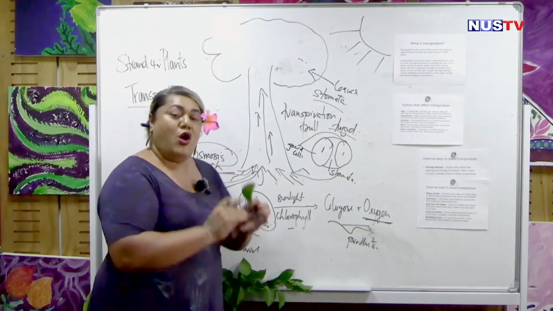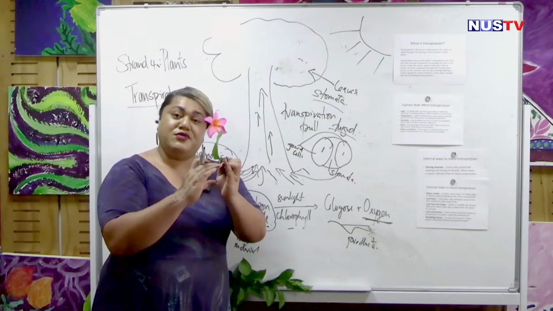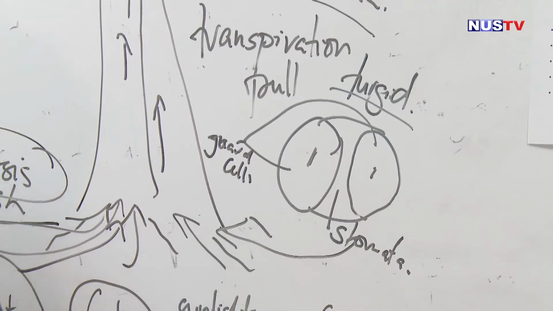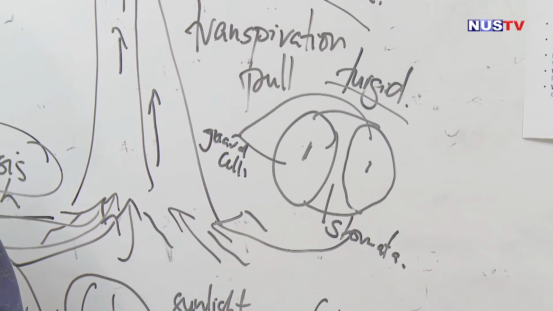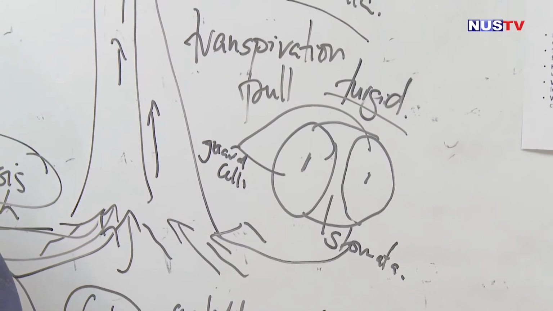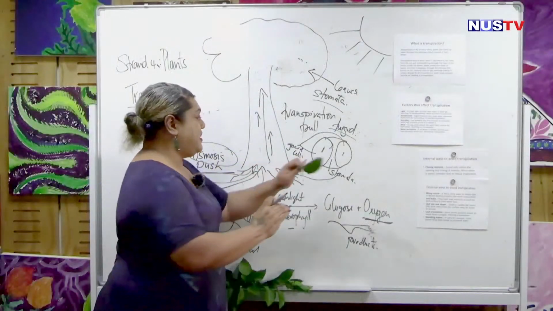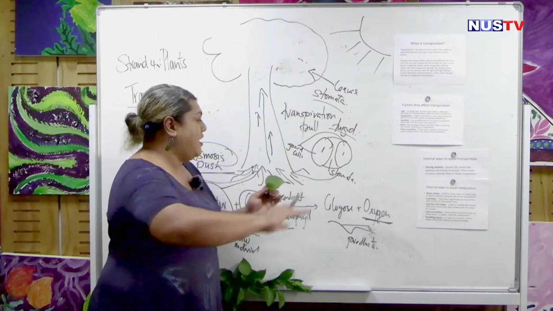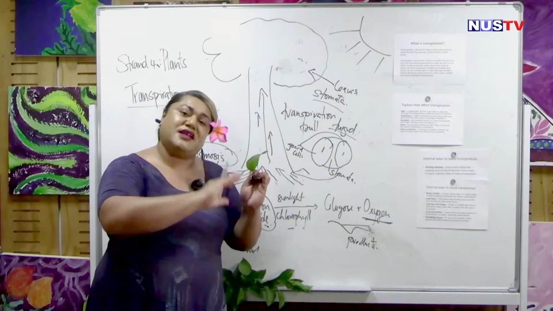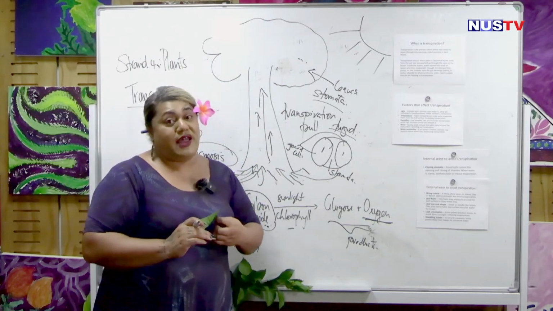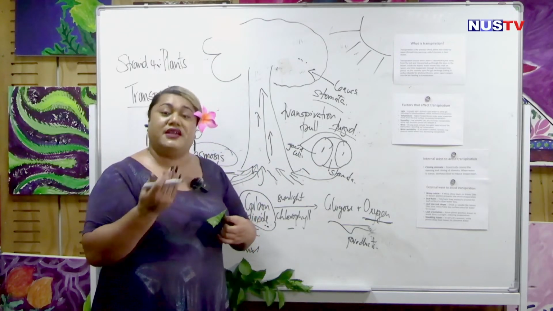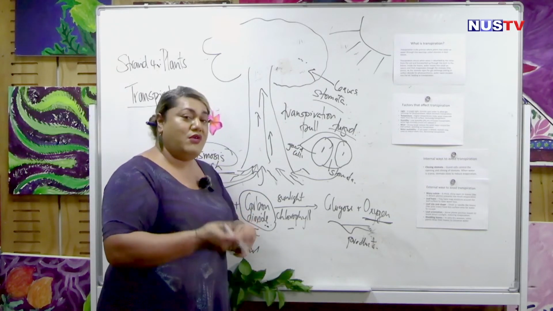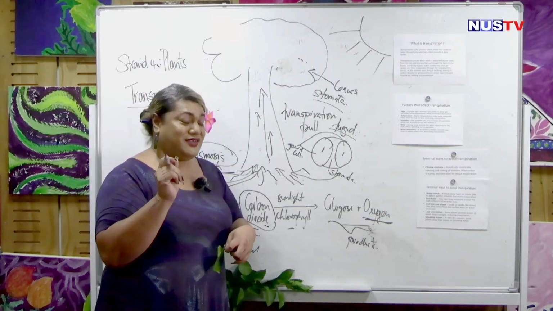There's so much water in the guard cells that makes the guard cells turgid. At the same time the water is lost, and they exchange gases. Those gases are carbon dioxide and oxygen.